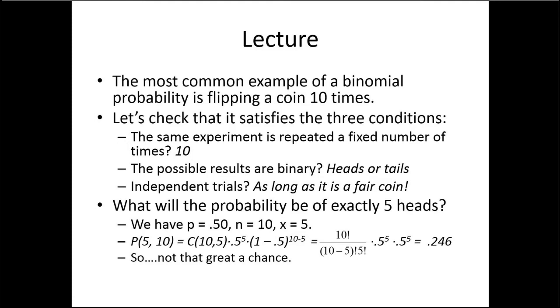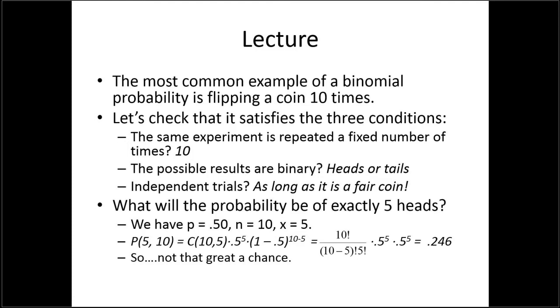So what will the probability be of getting exactly 5 heads on 10 tosses? It would seem like 5 heads in 10 tosses happens 1 out of every 2 times, so the probability should be 50%. It's not. The probability of exactly 5 heads really only occurs less than that.